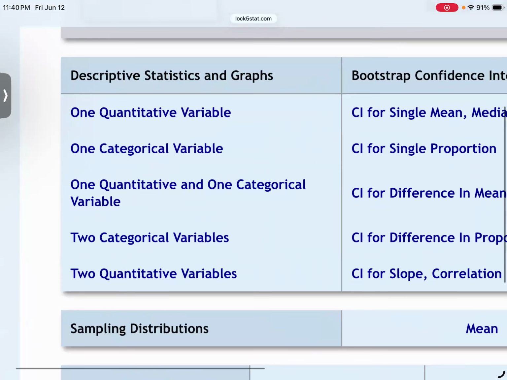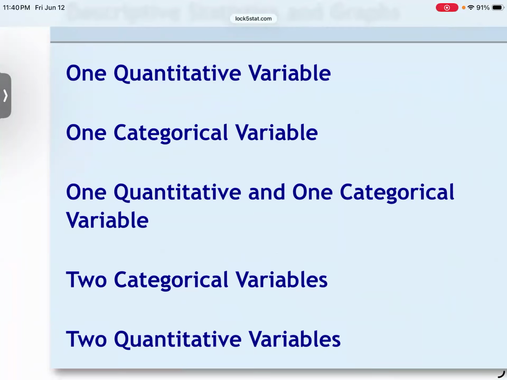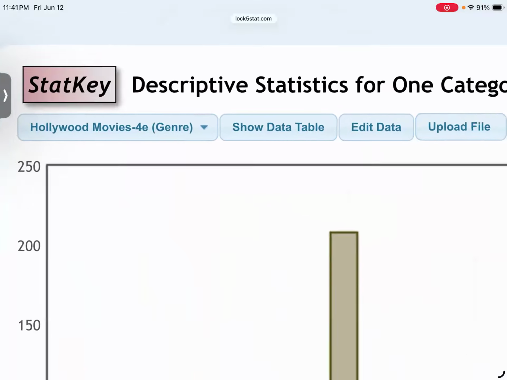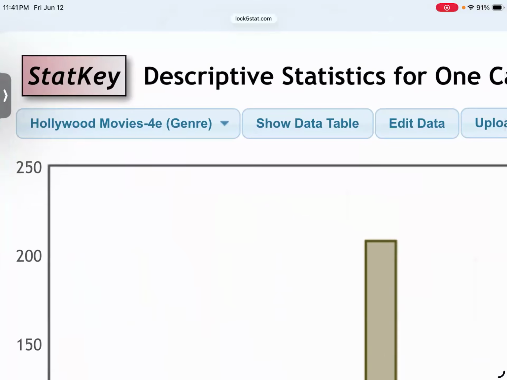And these are the first 5 graphs that we're going to be using to start off this semester to make different types of tables and graphs and distributions. And you can see it right there, one categorical. And when you're ready, go ahead and jump into there. All the data, the numbers are already preloaded into here.